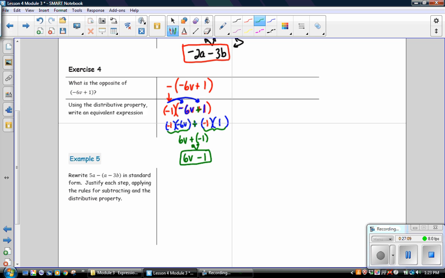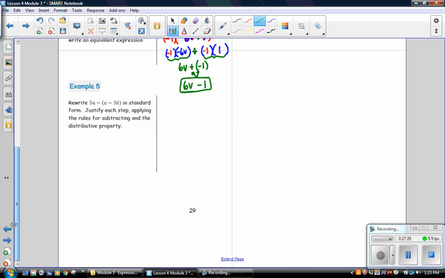Now compare that to the original expression, negative 6v plus 1. And we wanted the opposite of that. So the opposite of negative 6v is positive 6v. And the opposite of adding 1 is subtracting 1.